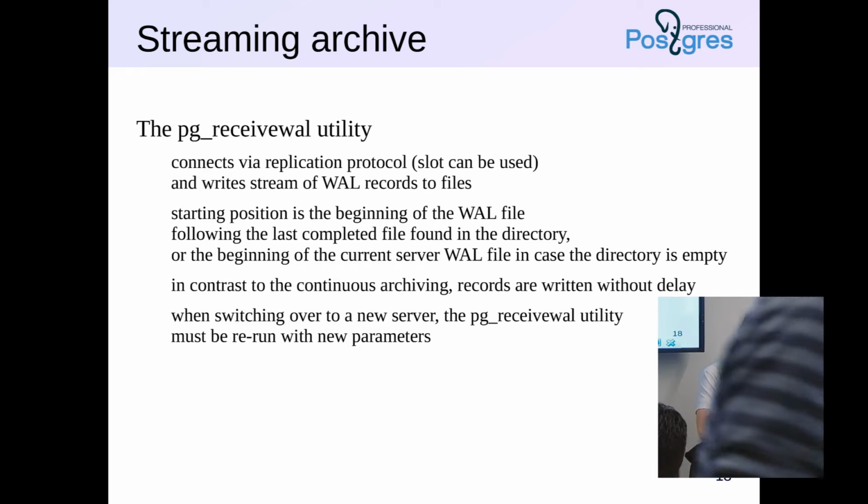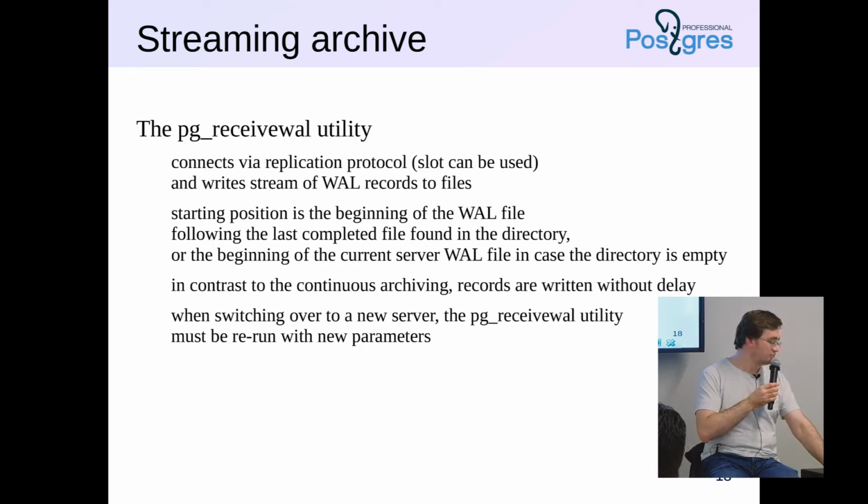This way you copy WAL records at the time when they appear. But you must run this utility by yourself. You must monitor this utility by yourself. When you switch to another server, you must shut down this utility and run it again with other parameters, so it's more complicated.